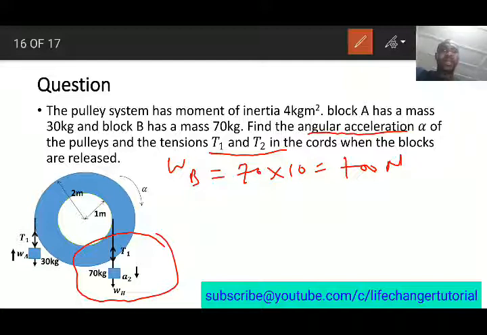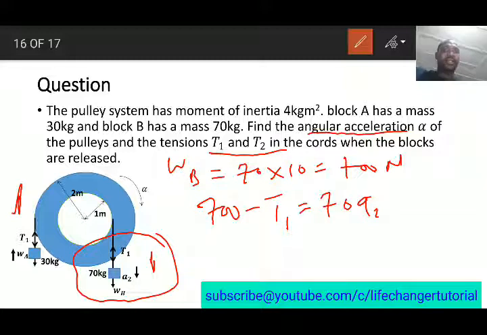So remember, the resultant force acting on a body is the product of its mass and acceleration. The resultant force here is going to be 700 minus T1, equal to the mass times the acceleration. The mass is 70 and the acceleration is a2, like we have there. But if you notice, we don't have any value for a2, but we can find a2. In the question we're asked to find angular acceleration, so we can convert that. Don't forget that the acceleration here will be the same acceleration here. They are moving with the same acceleration.